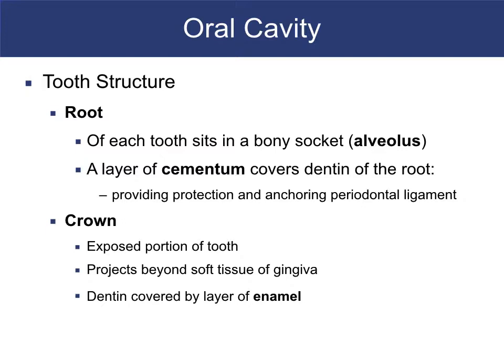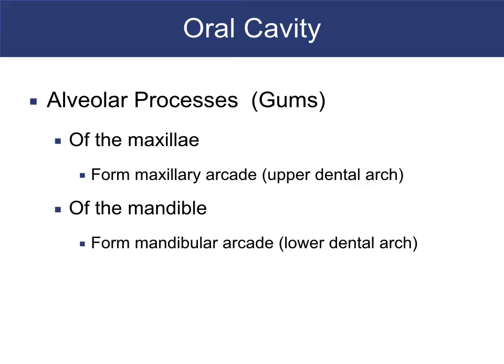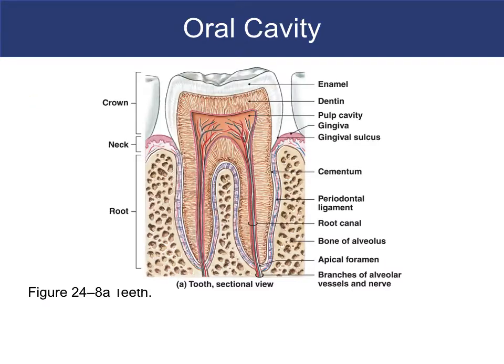Enamel is the hardest substance known to man, and it's pretty amazing stuff if you think about it. I think we can say that the maxilla has the maxillary arcade, that's your upper teeth, and the mandibular arcade is the lower dental arch on the bottom.